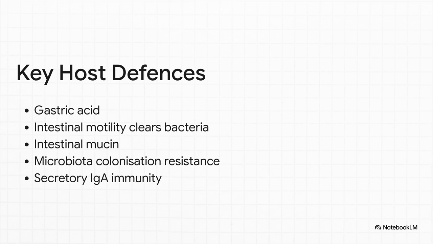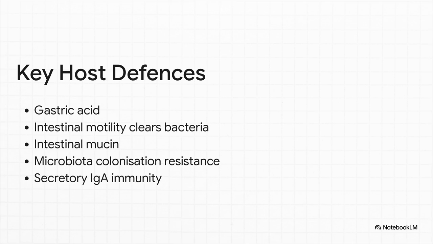So red flag time. If you have a patient who's on antacids or PPIs, or maybe they've had a gastrectomy, that is a huge warning sign. Their hypochlorhydria severely increases their risk for cholera and salmonella. Next is intestinal motility. Normal peristalsis literally just flushes the bugs right out. Then we have intestinal mucin and secretory IgA, which are basically our mucosal first responders. And finally, our normal intestinal microbiota provides something called colonization resistance.